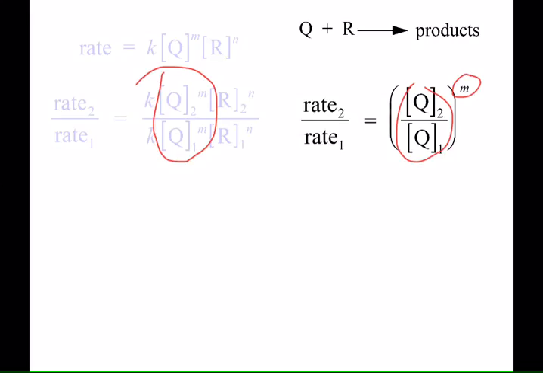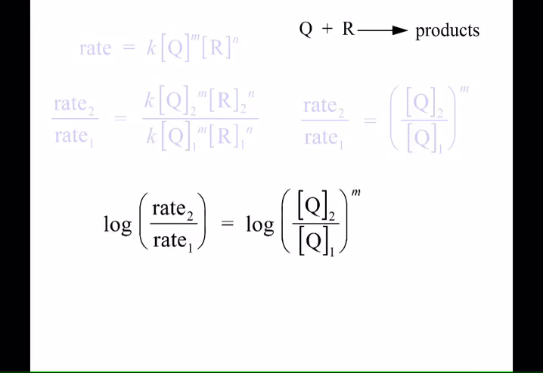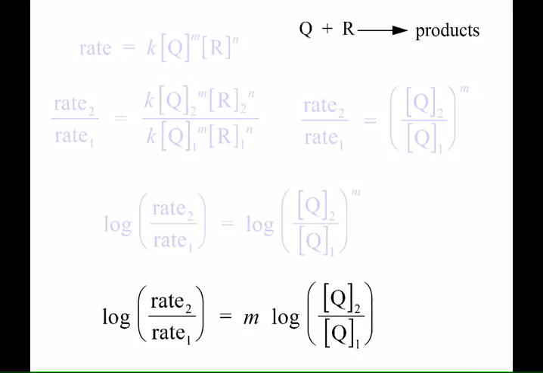Now I'm going to take the log of both sides. I can totally do that. I'm going to take the log of the ratio on the left, equal to the log of the ratio on the right. Now I'm going to apply that third rule here, where the thing on the right is actually equal to m times the log of that ratio. Oh, awesome. Totally awesome.